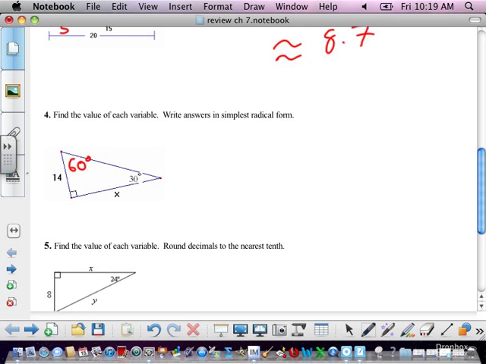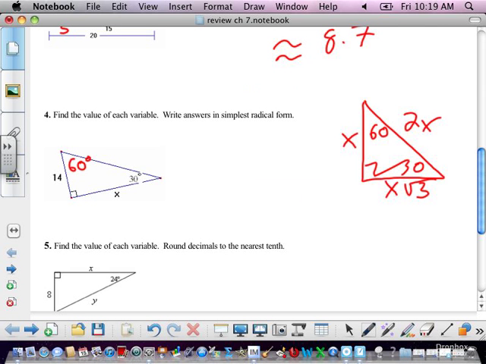14. Do we remember what our little thing looks like? We've got a 30, a 60, and 90 degrees. Across from the 30 is our smallest side. Across from the 60 is our second largest side, and across from the 90 degrees is our hypotenuse, so that's 2x. We just want to find our second largest side. So what's x equal? 14 square root 3. Done.